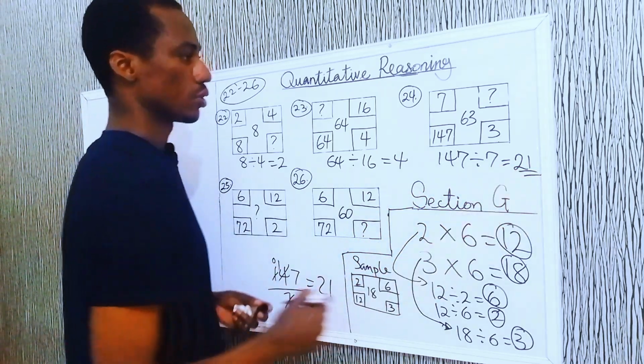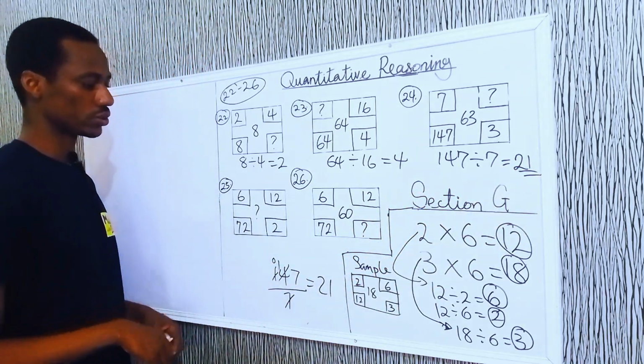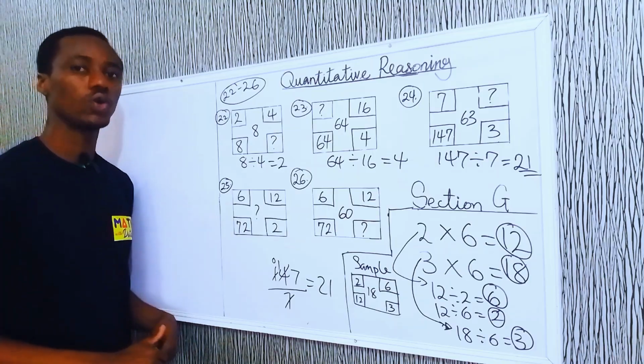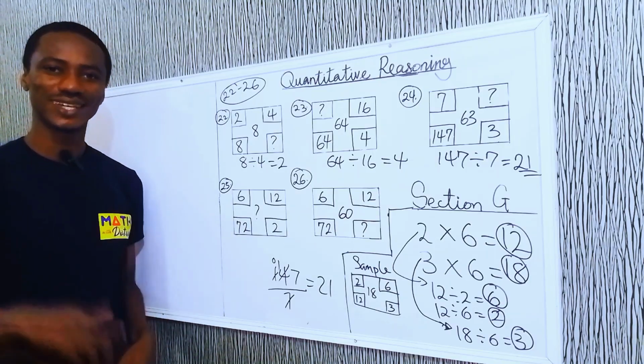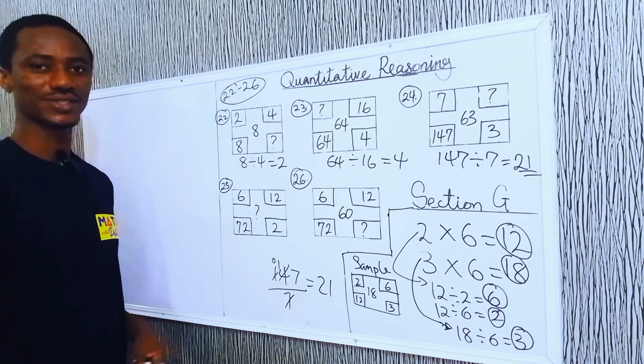So number 24, 21. So 25 and 26, over to you. Let me see what you can do, and let's have the answer in the comments.